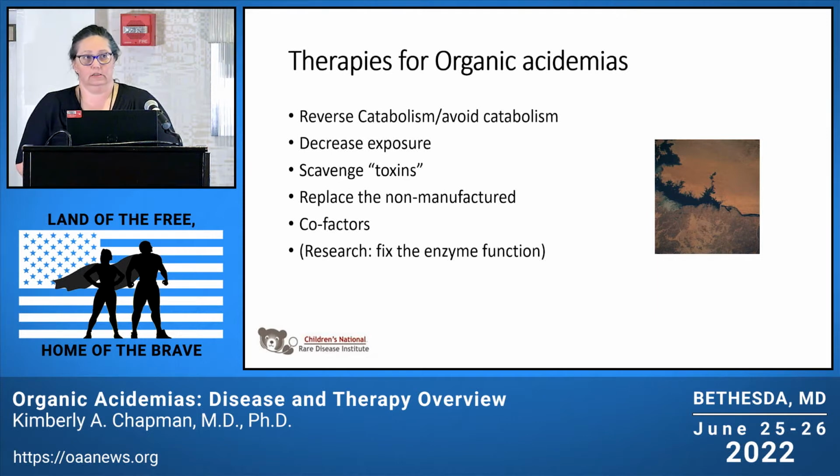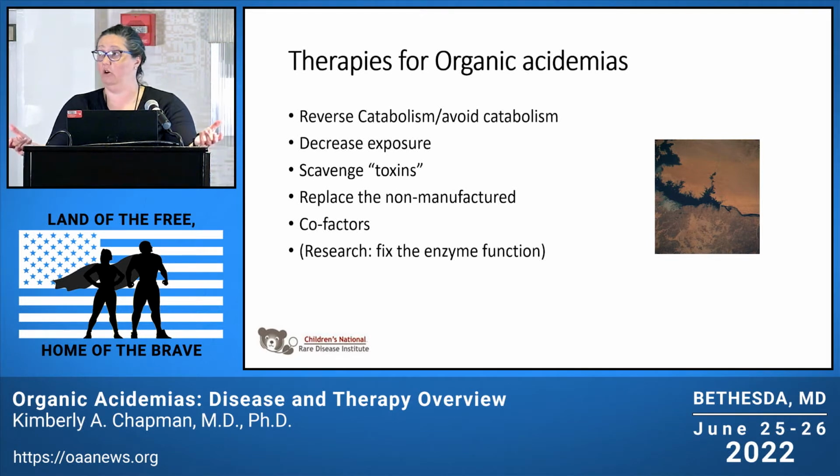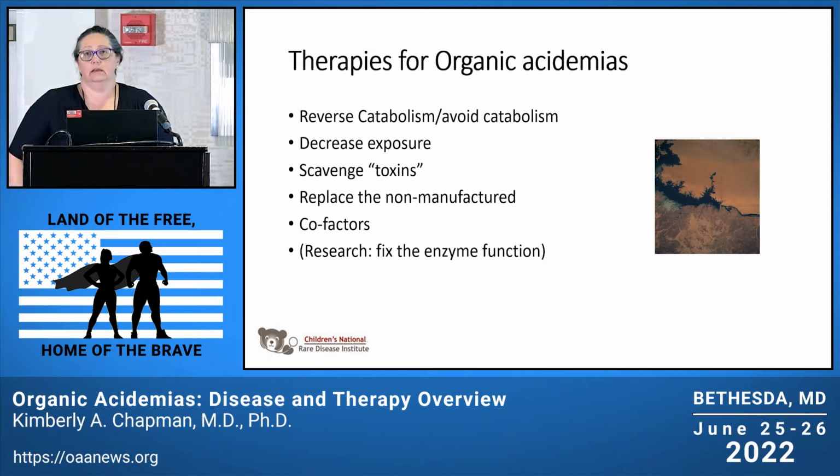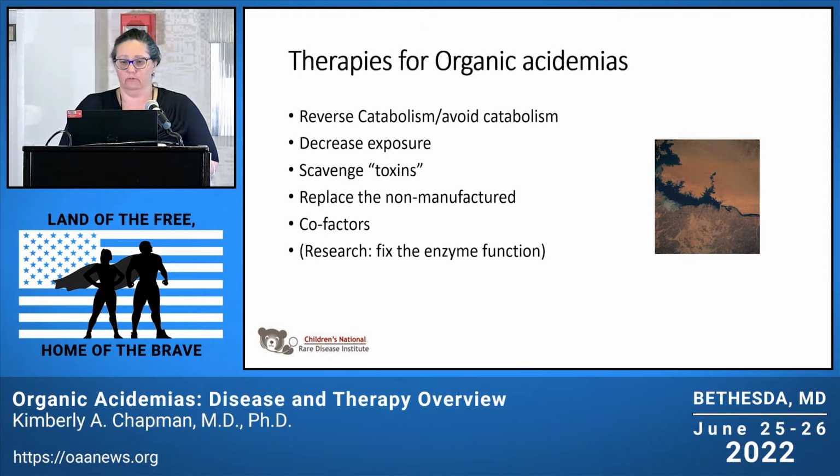And then scavenge toxins. So the toxins we usually think of is the acid toxin and the ammonia toxin in this group. There's a few exceptions with a few other disorders. And then replace that which is non-manufactured. We'll talk a little bit about this. And then cofactors. So several of these disorders have cofactors. These are enzymes or vitamins that you add that make the enzyme work better. You're poking holes in that dam. And then research, can I fix the enzyme function? And can I fix the enzyme function by enzyme replacement? Can I fix the enzyme function by gene therapy, by mRNA therapy? And almost all of this is research at this time.